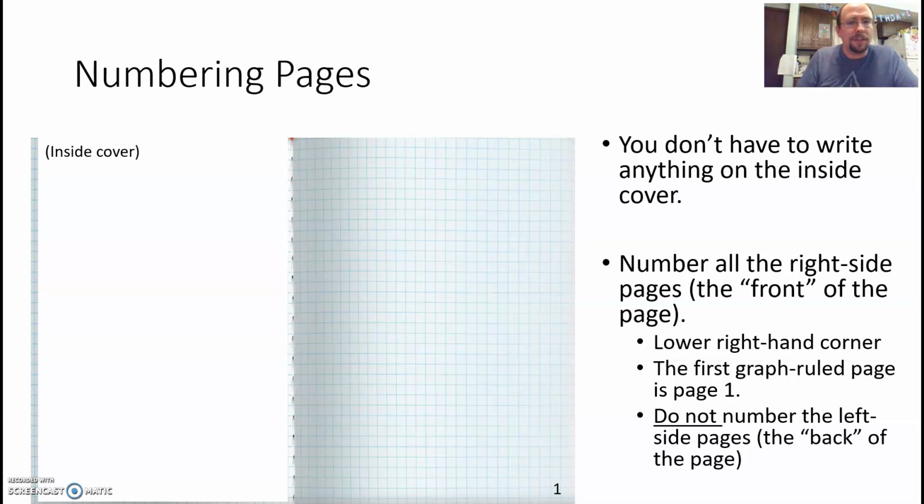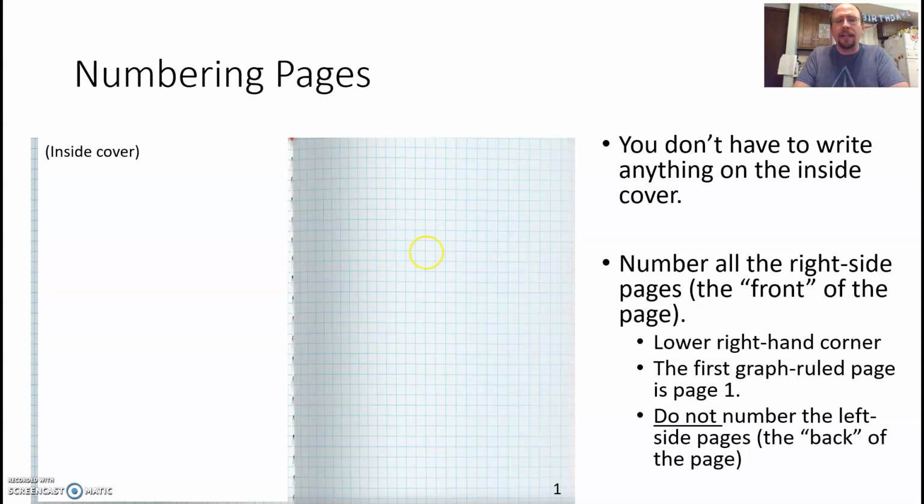On the inside cover, you don't write anything. But we're going to go through and number the pages. You only number the right-hand sides. The left-hand sides are used for scratch work, all that kind of stuff. We'll talk about it. On yours, you have a blank white page at the beginning.